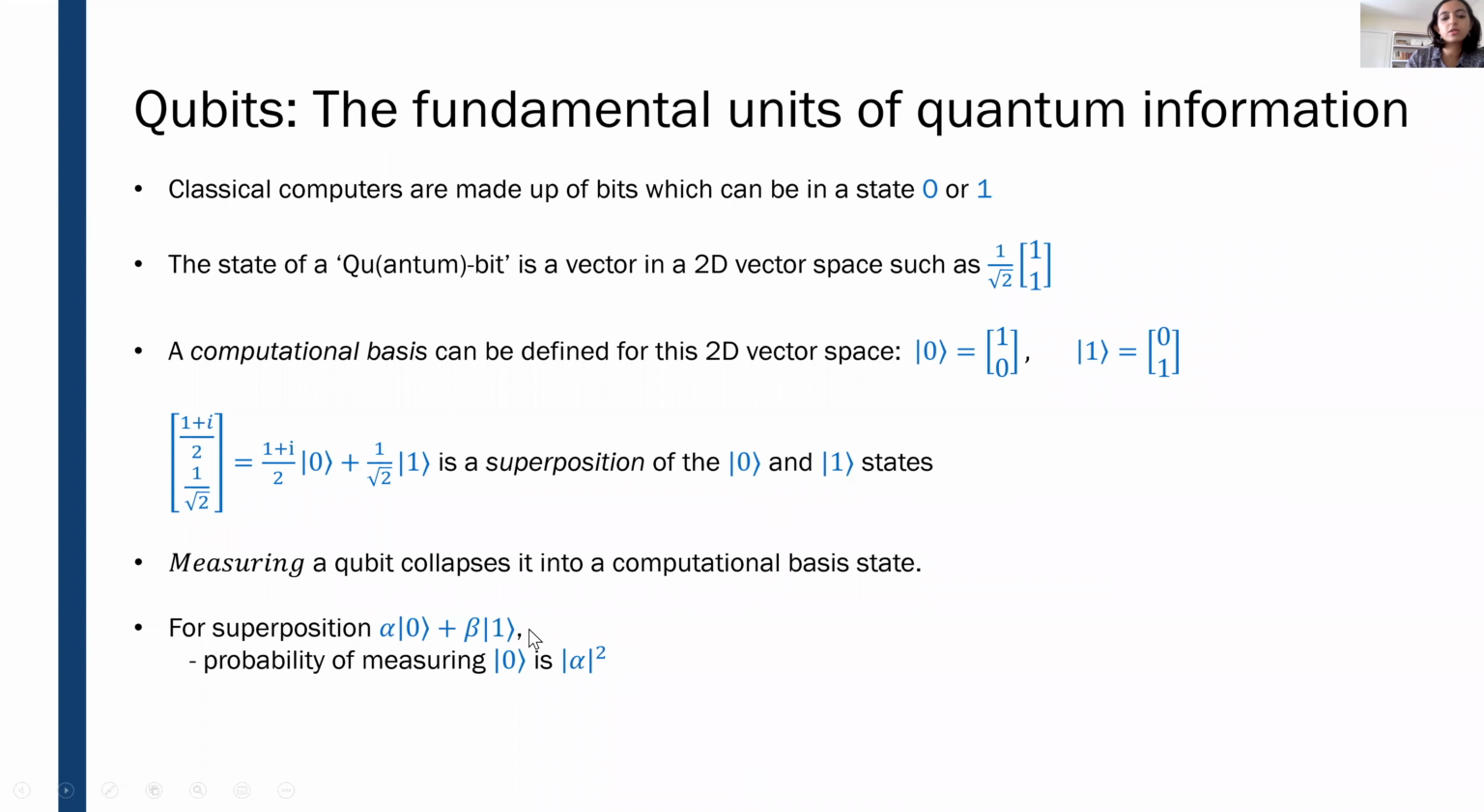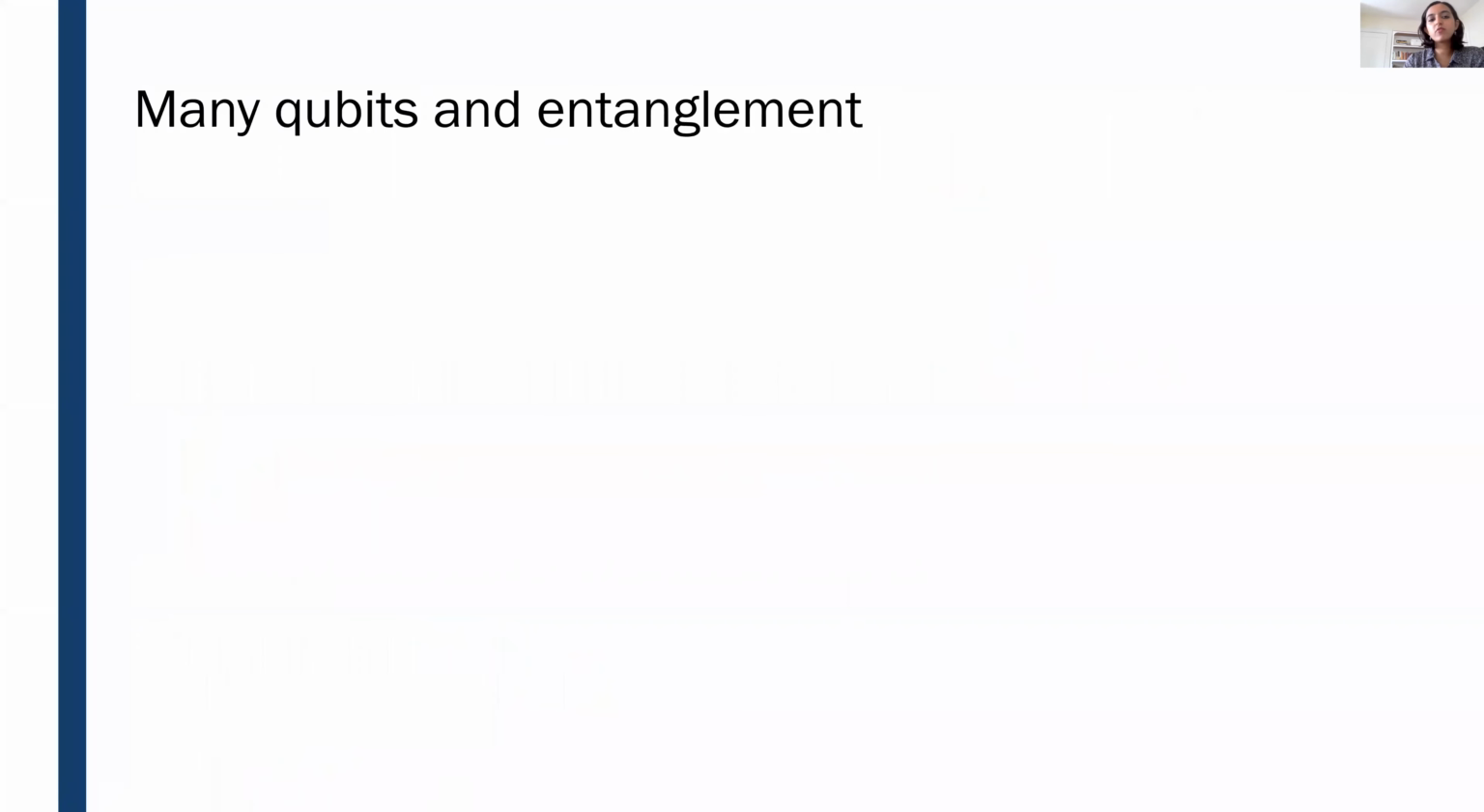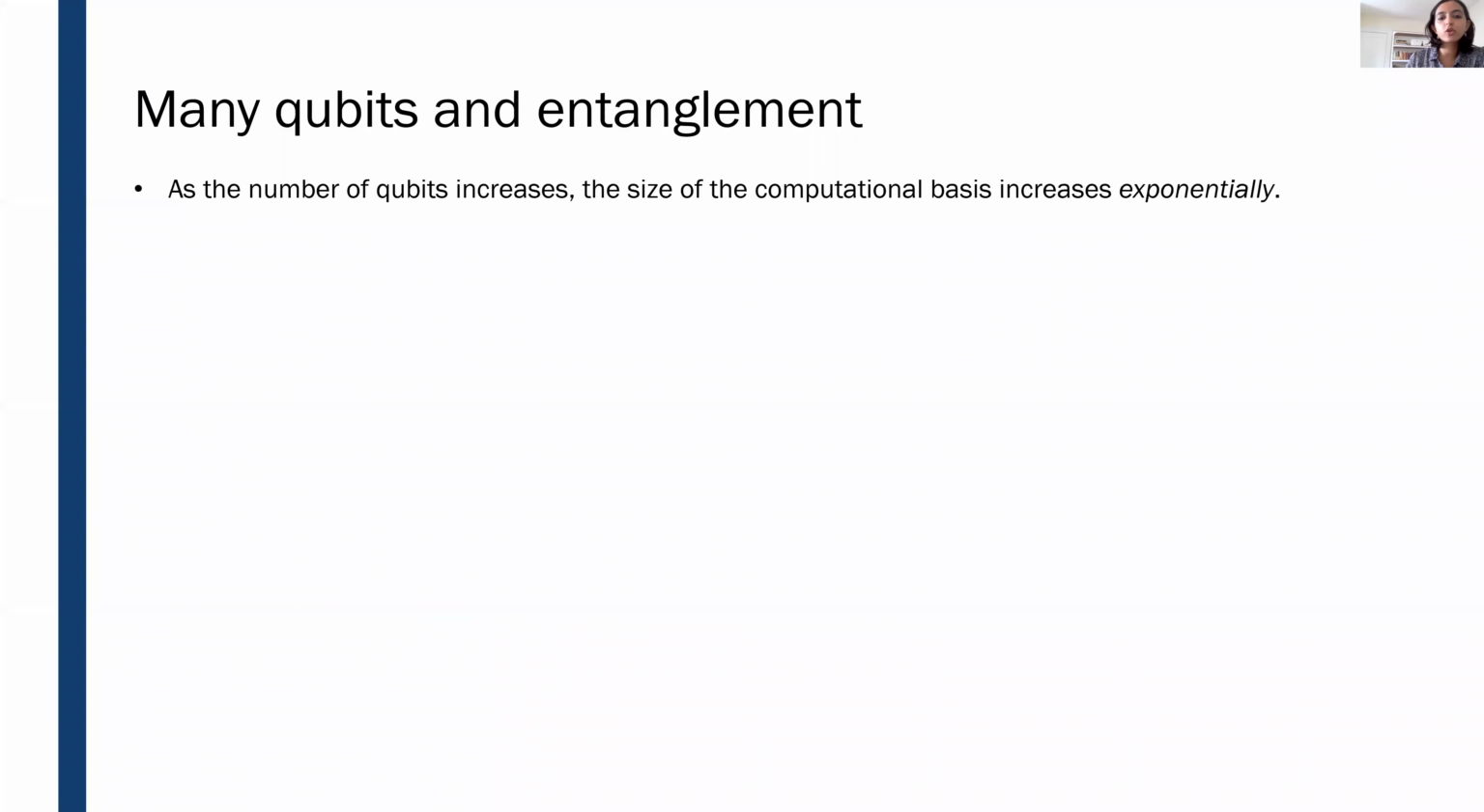If you define an arbitrary state of a qubit as alpha |0> plus beta |1>, the interpretation is that the probability of measuring 0 is |alpha|^2, and the probability of measuring 1 is |beta|^2. Since it's a probability distribution, the sum of the probabilities has to be 1, so it has to be normalized. Now that's about 1 qubit. What happens when we have many qubits? As the number of qubits increases, the size of the computational basis will increase exponentially.